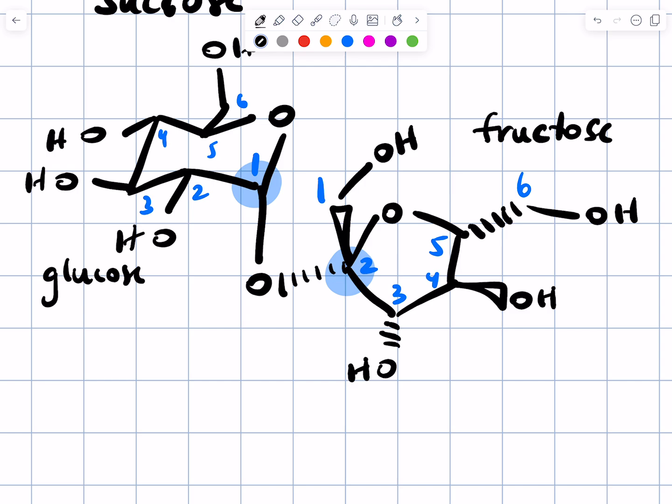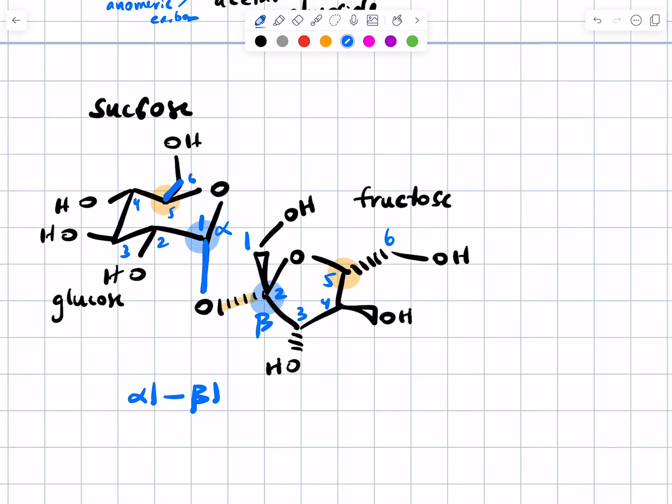On the glucose side of sucrose, the configuration is alpha because this group is on the opposite side from the C5 substituent. And on the other side, on the fructose side of things, notice the C2 substituent is on the same side of the ring as the C5 substituent. So it's actually beta on this side. So the linkage between glucose and fructose, I think you would call alpha 1, beta 2, glucose, fructose.